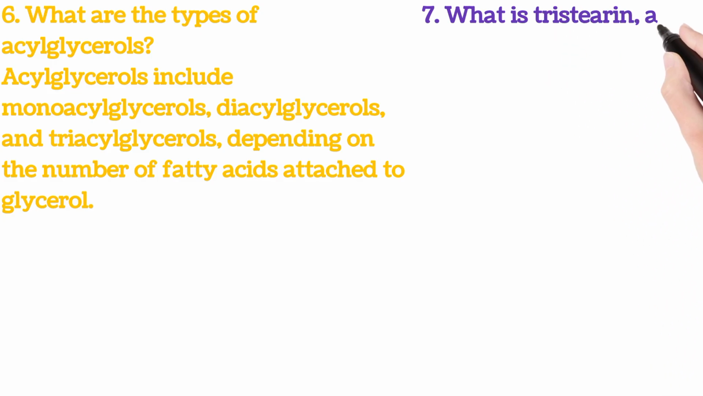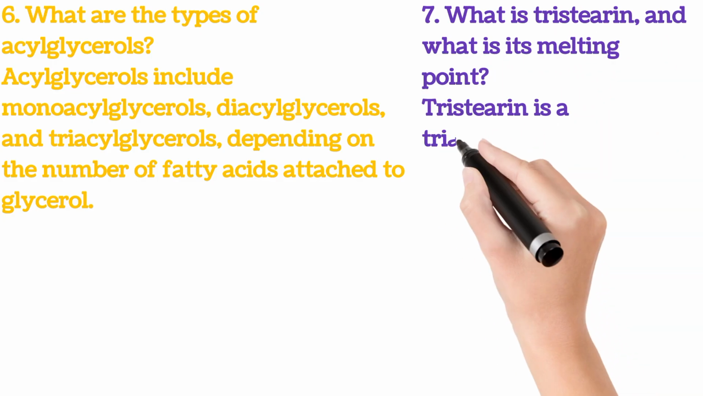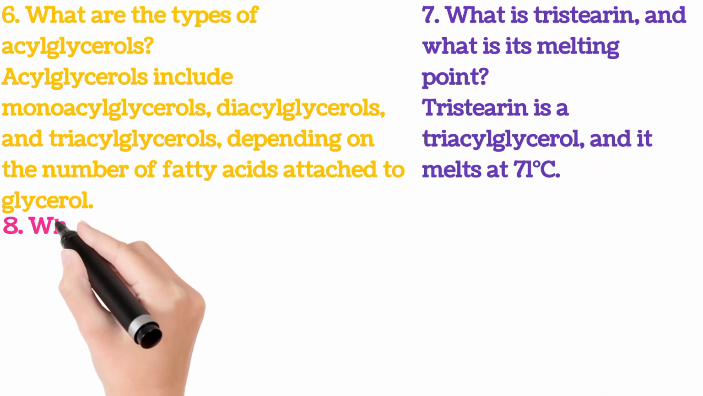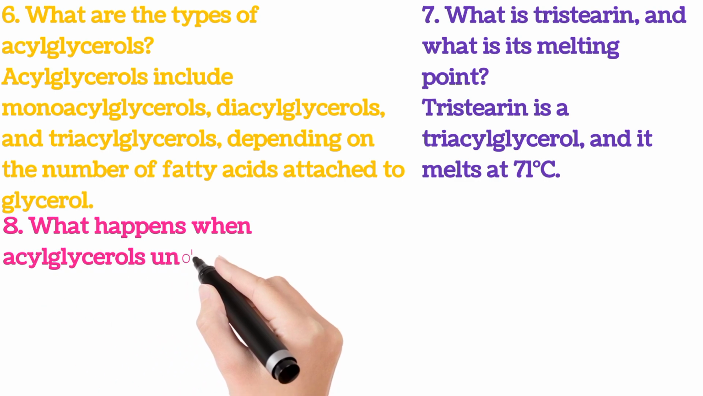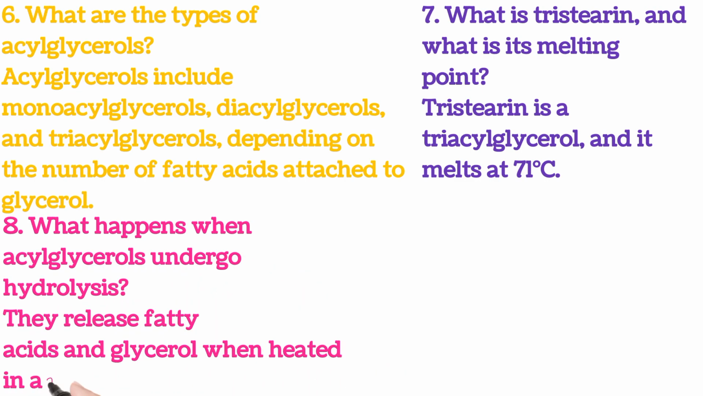7. What is tristearin, and what is its melting point? Tristearin is a triacylglycerol, and it melts at 71 degrees Celsius. 8. What happens when acylglycerols undergo hydrolysis? They release fatty acids and glycerol when heated in an aqueous acidic medium.